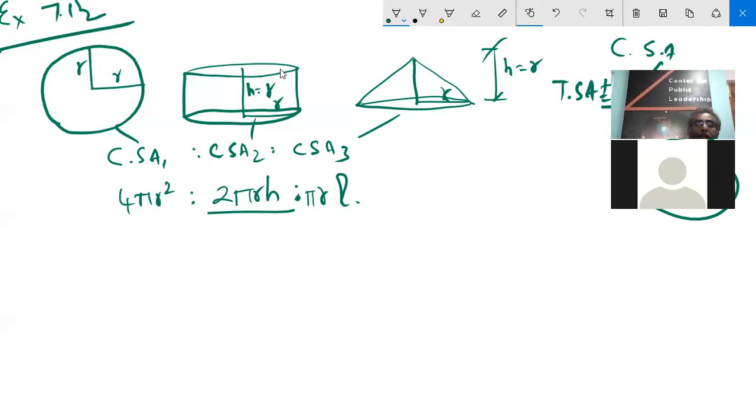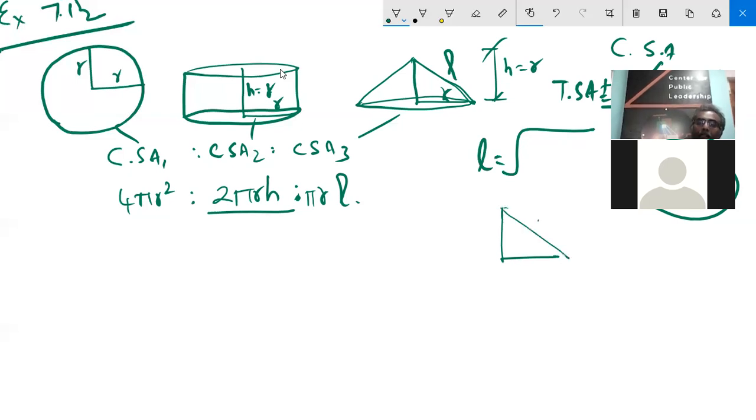So pi R L, CSA is pi R L. Okay, now look at this. L is equal to what? What is the formula for L? To find this L. R, sir? What is the formula to find out L, man, in the right angle triangle? Okay, this is L, this is H, this is R. What is the formula for finding out L? L is equal to root of what?